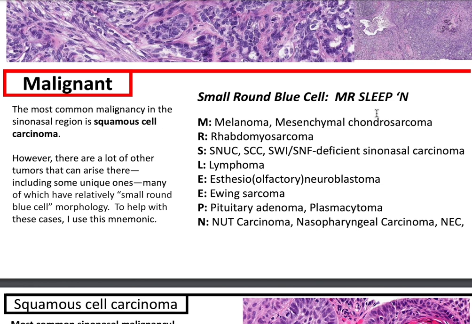R: Rhabdomyosarcoma. S: SNUC, squamous cell carcinoma, SWI/SNF-deficient sinonasal carcinoma. Lymphoma. Esthesioneuroblastoma, or olfactory neuroblastoma. Ewing sarcoma. Pituitary adenoma. Plasmacytoma. NUT carcinoma. Nasopharyngeal carcinoma. Neuroendocrine carcinoma.